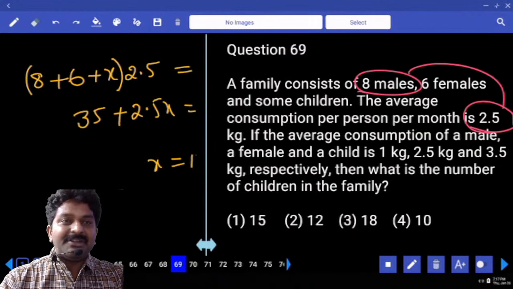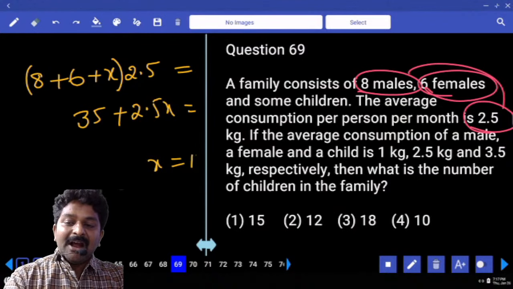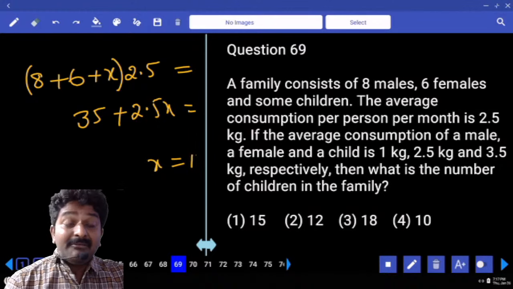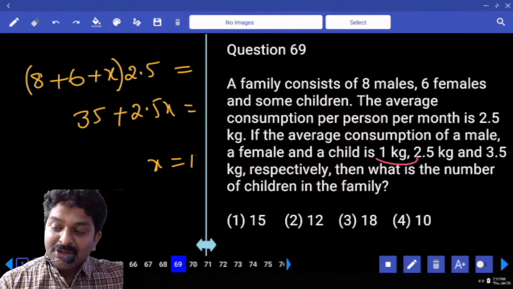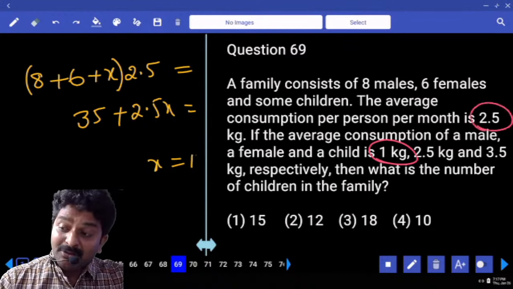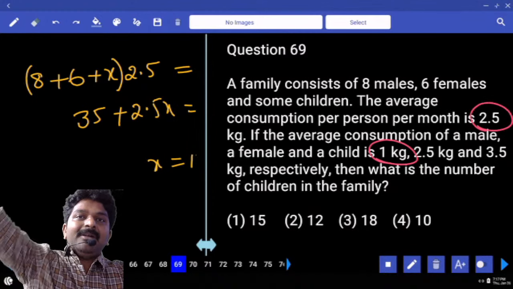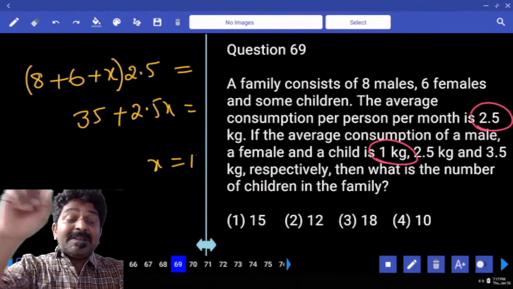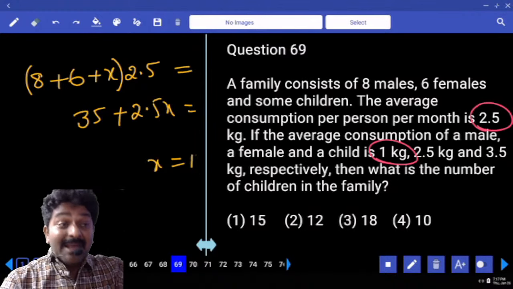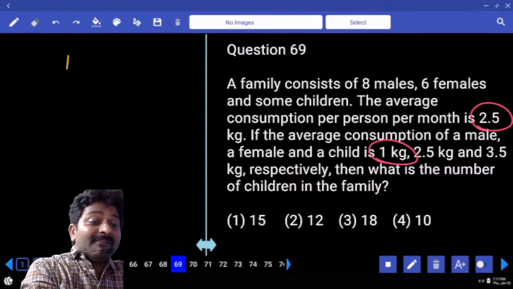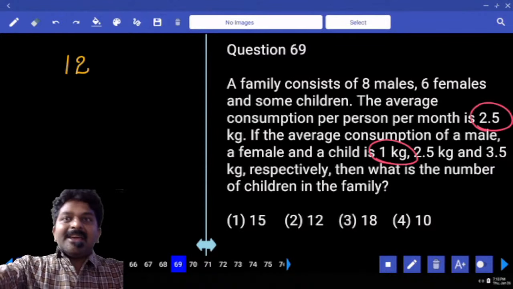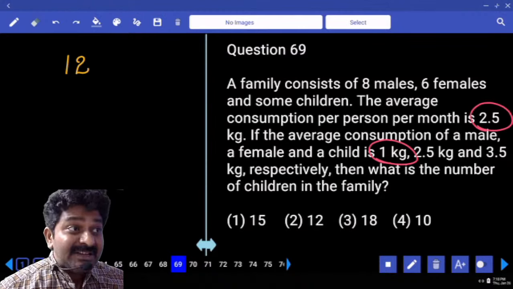8 male take 2.5 each. 6 female take 2.5 each. And each child also takes 2.5 each. But when we were given individual averages, each male will take only 1 kg. According to the average they were given 2.5, but they take only 1 kg. That means each male can save how many kgs? 1.5. Like that, how many male are there? So all male together will save 8 into 1.5, that is 12 kg. So 12 kg excess is with us.